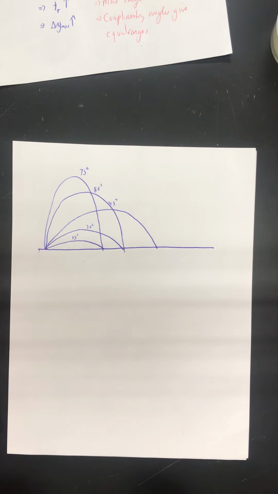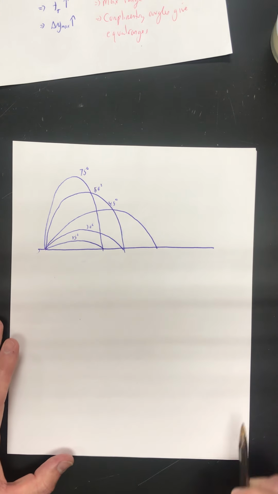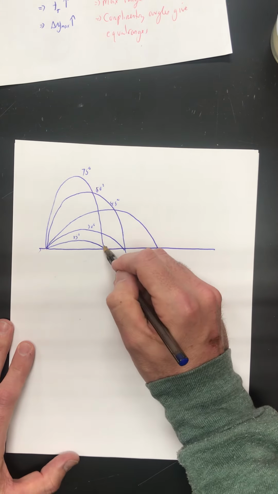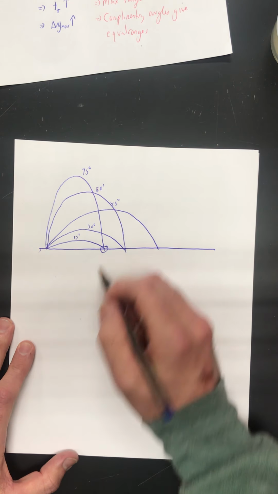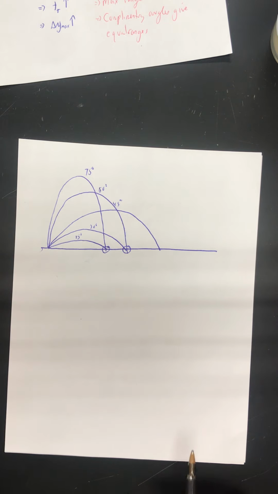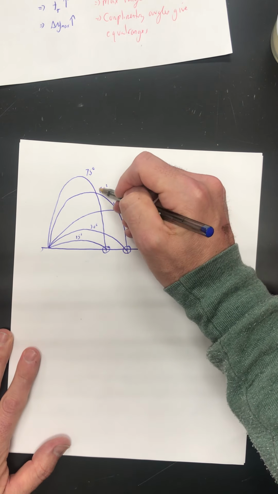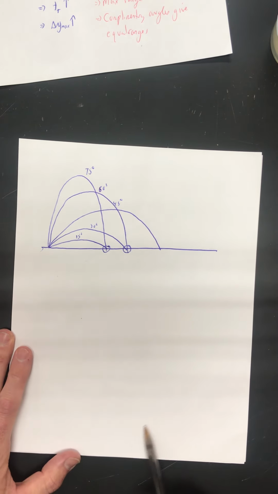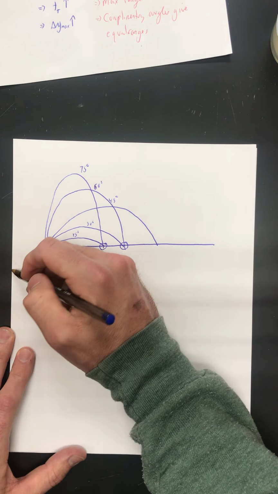And so that's a nice picture that illustrates those patterns that we were talking about. You notice the 15 and the 75 have equal ranges. The 60 and the 30 have equal ranges. What's different there is the time lag between the two paths. Obviously, the higher path takes longer. Okay.